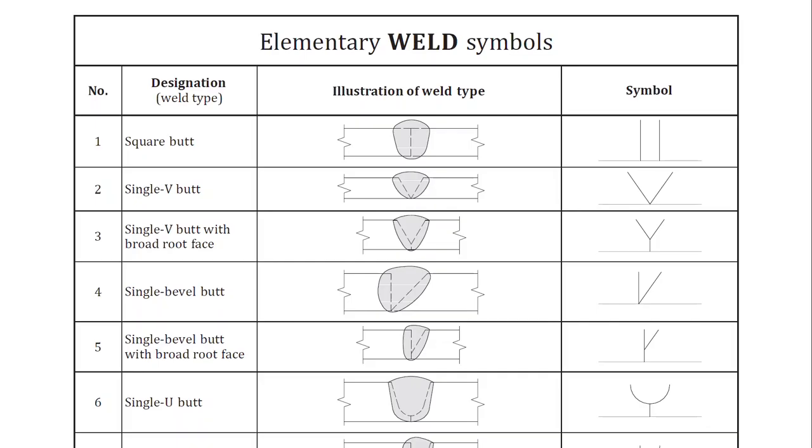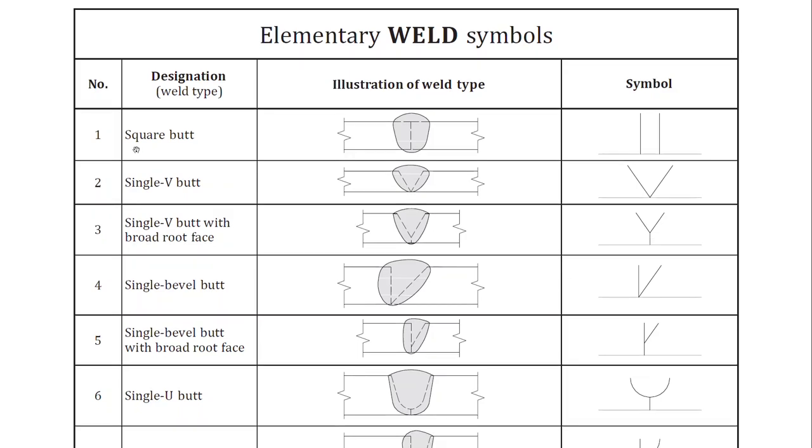Coming to the weld symbols, the weld symbols are classified into two types. One is the elementary weld symbol and the next type is the supplementary weld symbol. Now let's take a look at some of the elementary weld symbols. It's a square butt. As you see, the symbol is two parallel lines and these are two members. If it is a square butt, we need to weld here.